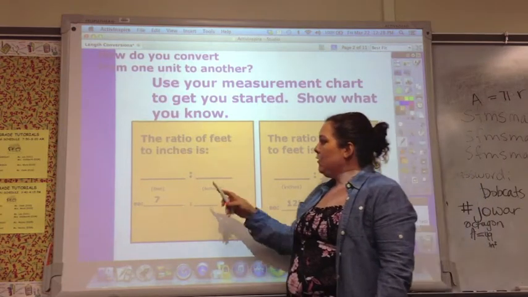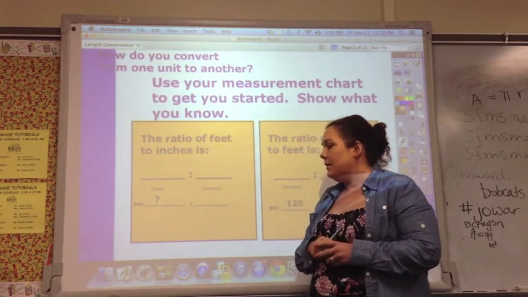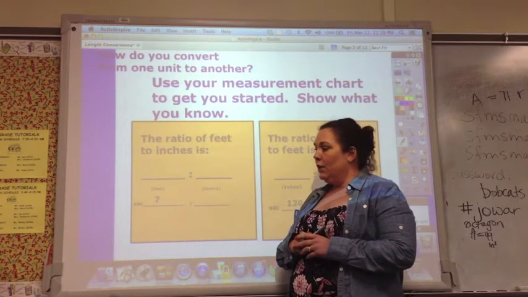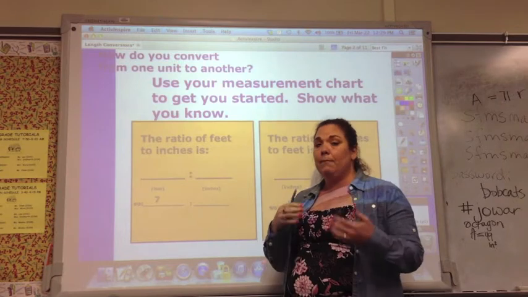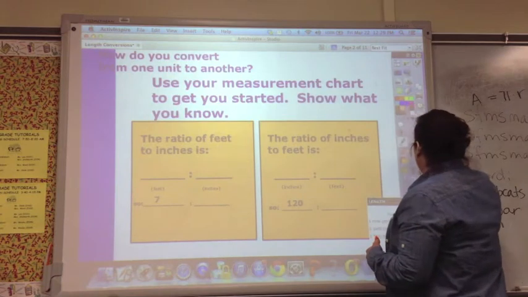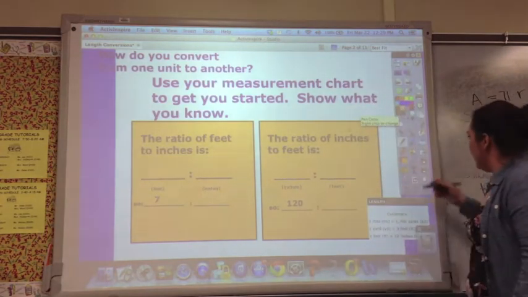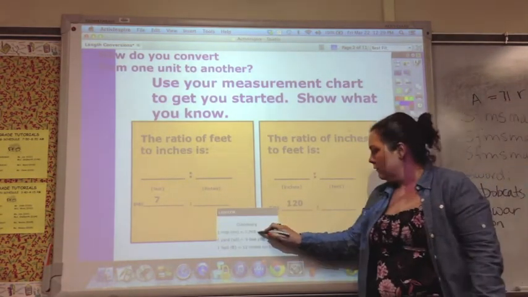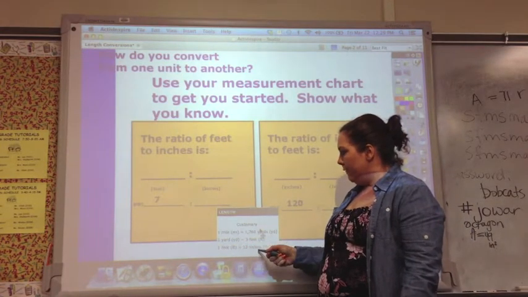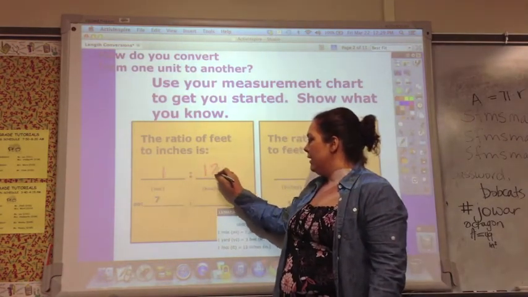So, if you have a problem and it's talking about going from feet to inches, and it says, if you have 7 feet, how many inches is that? So this is like your solution. We can set this up as a ratio or as a proportion to solve. And so we put first what we know. You come over here, and it says 1 foot equals 12 inches. So we put that information here. 1 foot equals 12 inches.